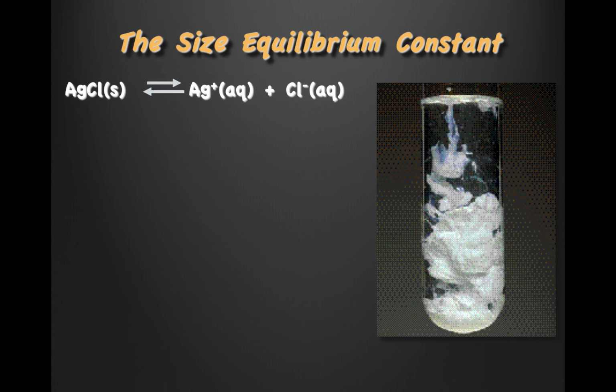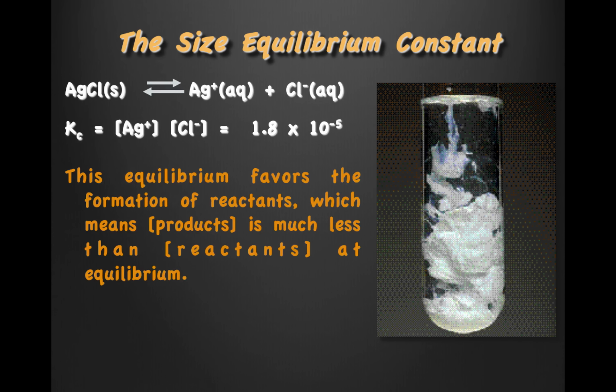Let's look at this example. What we're looking at is silver chloride solid dissolving to form the silver ion and chloride ion. This reaction has an equilibrium constant of 1.8 times 10 to the minus 5. Since this number is much smaller than 1, this equilibrium favors the formation of reactants, which means that the concentration of products is much less than the concentration of reactants at equilibrium.